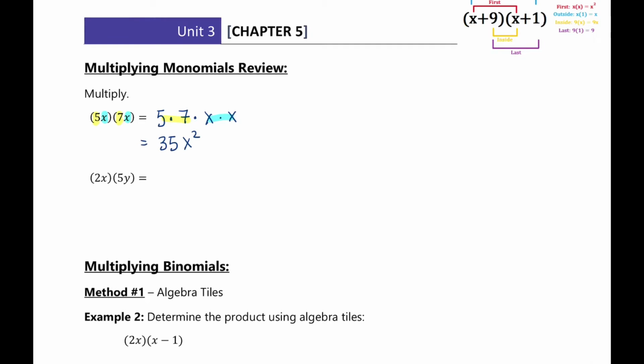Next question. We'll do the same thing. We have 2 and 5 as coefficients, and we have x and y as variables. Let's write this again in an expanded version. So we have 2 times 5 times x times y. I know that I can multiply 2 and 5 together, so this would be 10. And x and y, we cannot mix them together. We can't multiply them, so we just put them side by side. So the answer would be 10xy.